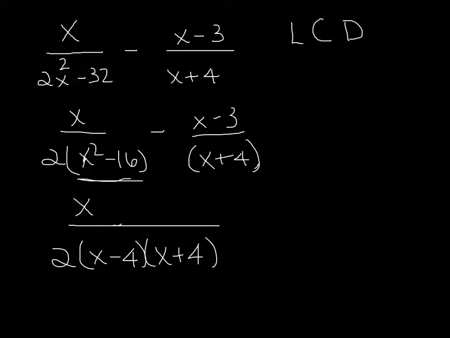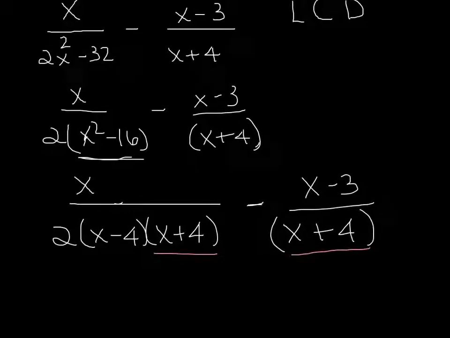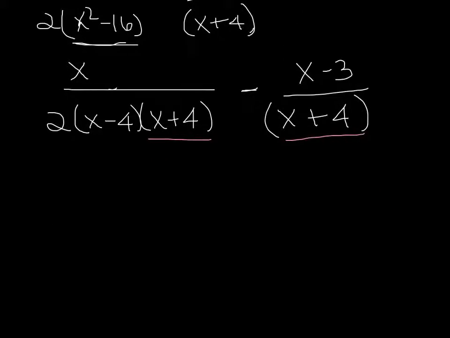And as you can see, this is starting to shape up a little bit better because I have an x plus 4 on the other side. So there's a common factor right there, the x plus 4. So what is the right side missing that the left side has? Well, I need a 2, and I need an x minus 4. So I need to put a 2 over here and an x minus 4.